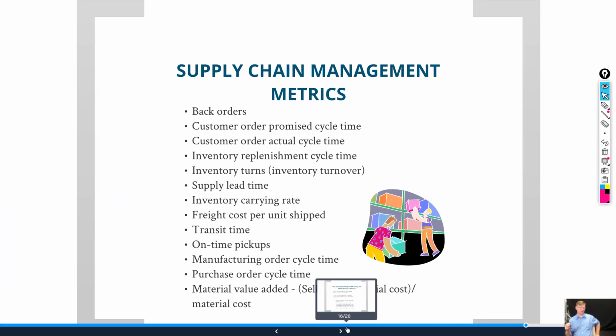Supply chain metrics. These are some examples of metrics you can get from supply chain management software. Back orders, the customer order, how many customers were delivered within the promised cycle time, or how many customer orders were delivered, what was their actual number. So promised order time versus actual number. What's the cycle time on replenishing inventory? How often do we turn inventory over? What's the lead time required for supplies? And of course the question would then be what supplies?